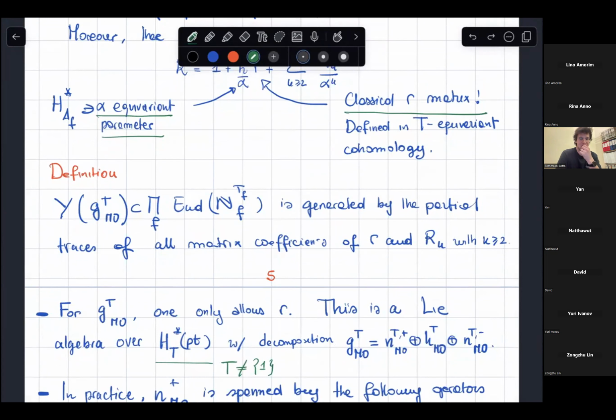That's okay. But how do you single out the Lie algebra itself from this algebra generated by traces? I missed that somehow. Because in the Yangian, you also allow higher coefficients of R_K. So you allow all the coefficients. Okay, but what is then this g_MO? It is generated by what? By partial traces of the classical R matrix. Just by the classical R matrix. Yeah, absolutely. All right. Okay.